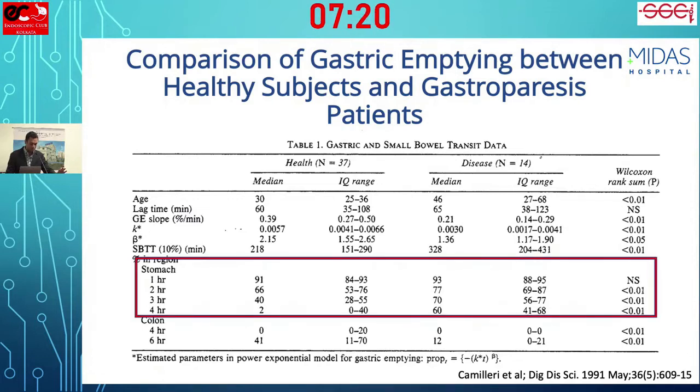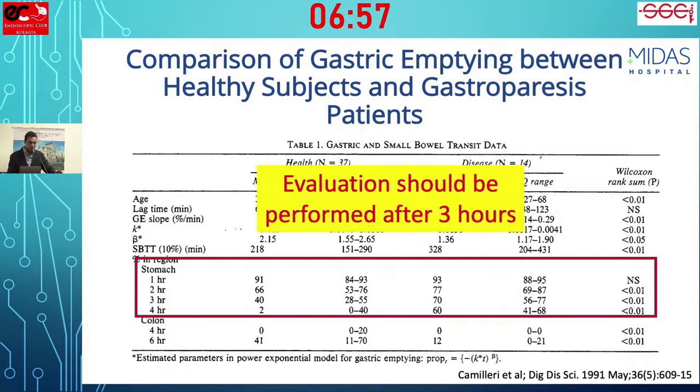In terms of the duration, look at the gastric emptying in patients who are healthy versus gastroparesis. At 1 hour, in gastroparesis or healthy individuals, the gastric emptying is similar, 91 and 93%. At 2 hours, again, not very different, 66 and 77%. At 3 hours, you start seeing a difference, 40% versus 70%. And at 4 hours, there's a distinct difference. So if you are looking at a 2-hour report, do not believe it, because you need a 4-hour report, at least 3 hours, if not 4 hours.